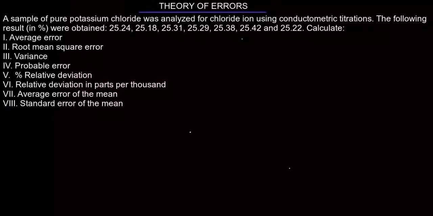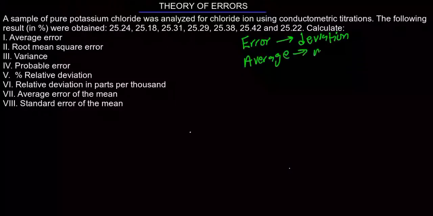Now, whenever you see the word error, you can replace it. It is analogous to deviation. Remember, when your value is deviating from the true value, then you are having error. So it makes sense. Also, error means what? Deviation. If you hear the word average, average means what? Average means mean, like we know before. So if you want to calculate the average of something, we are calculating the mean.